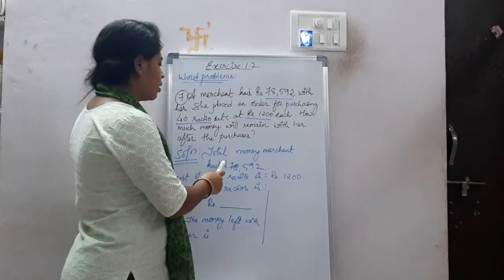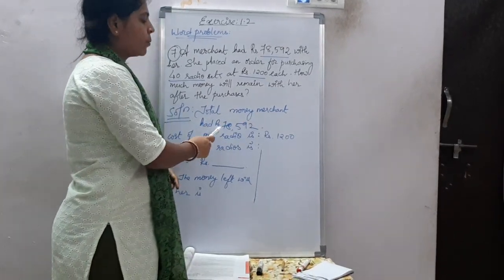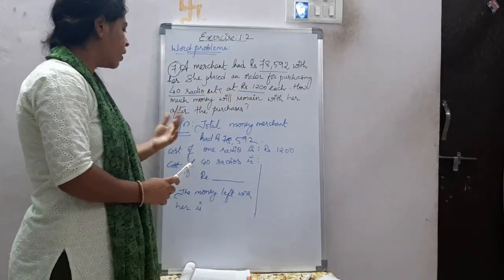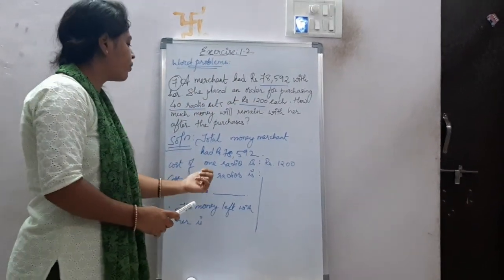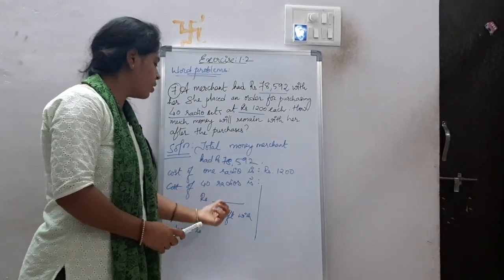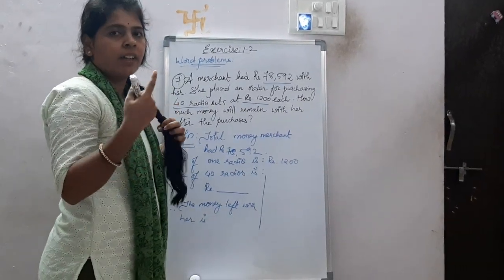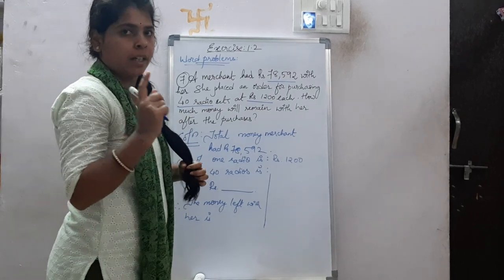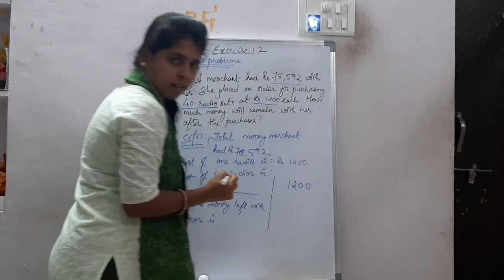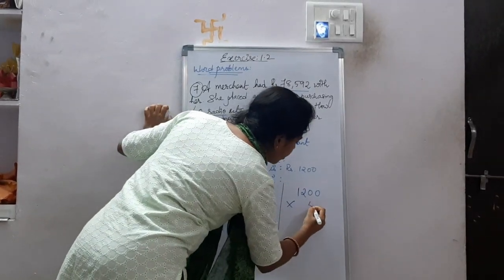Solution. Here the merchant had, that means the total money the merchant had, is rupees 78,592. You have to frame a statement in this way: cost of one radio is rupees 1200. So the cost of 40 radios is what you have to find out. As we have seen, if it is for one quantity and you are finding for ten quantities, you use multiplication. The same way here, for one radio it is 1200, and for 40 radios you have to multiply with 40.